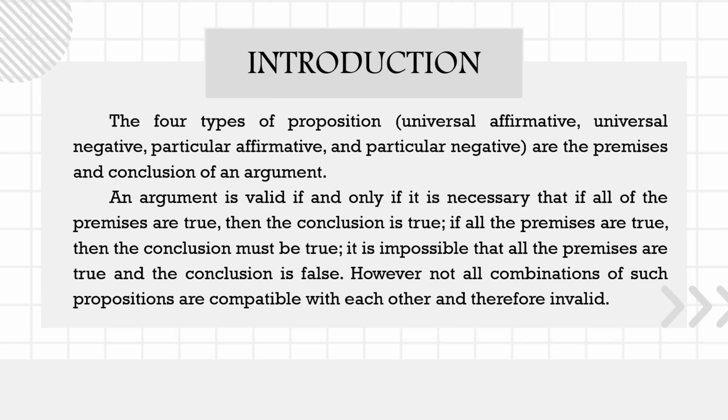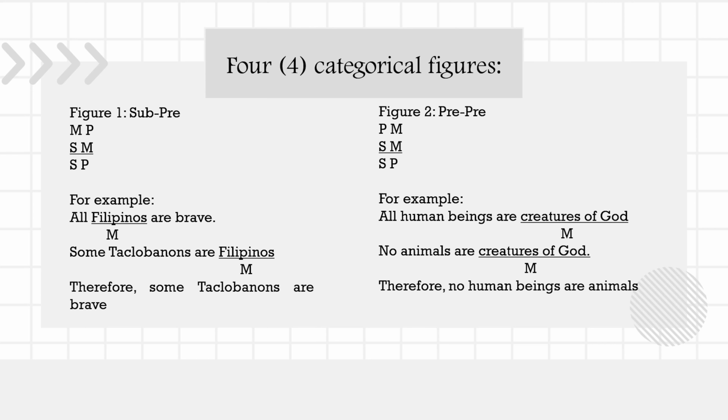However, not all combinations of such propositions are compatible with each other and therefore invalid. Thus, the validity of an argument depends on the logical consistency of the propositions it comprises, ensuring that the conclusion follows inevitably from the premises. Before we identify different valid arguments, we need first to recognize the different types of figure.